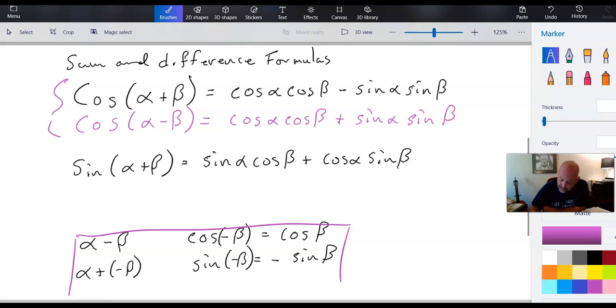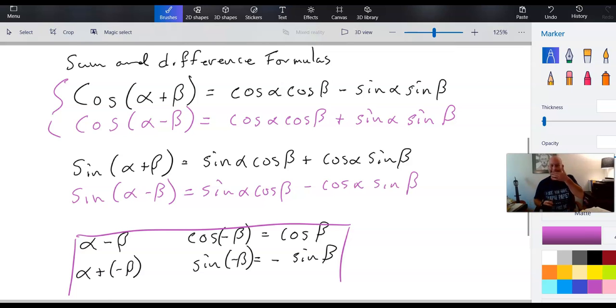Then down here, if we make beta negative, I can just turn it back to positive. It doesn't change the first term, but if I make this beta negative, it's going to change the sign of the sine term. Basically you end up with this: sine of alpha minus beta is equal to sine alpha cosine beta minus cosine alpha sine beta. And so this is the other pair of things that you need to know.